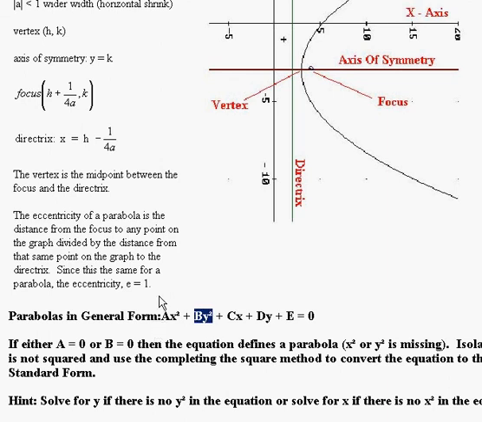If both of them are there, could be circle, ellipse, hyperbola. If one of them is missing, the y squared or the x squared, it's a parabola. Whichever one is missing, solve for that variable. So if y squared is missing, we want to solve for y equals, vertical parabola. If x squared is missing, we want to solve for x, horizontal parabola. All right, that's a look at the formulas for parabola.